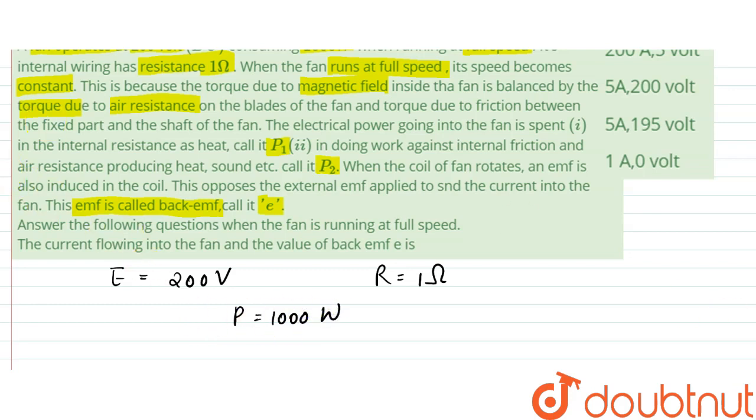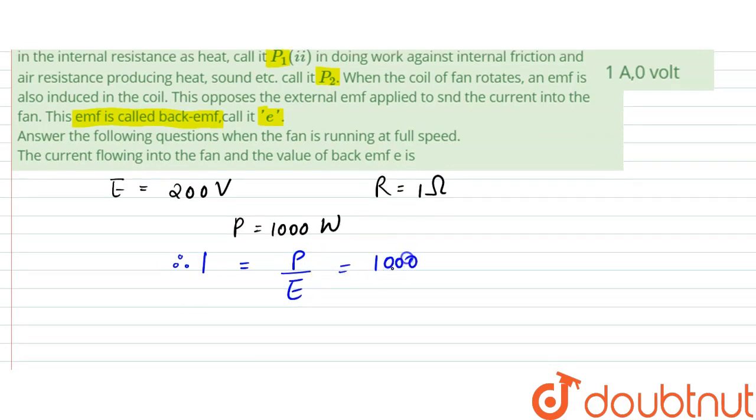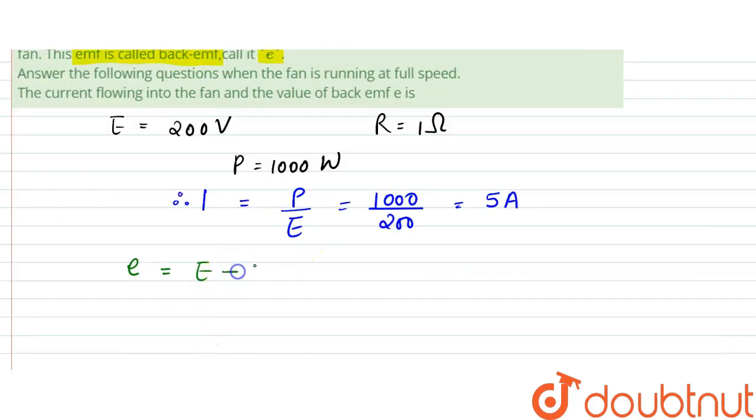So therefore, using this, current would be equal to P by V, since power is given as 1000 and voltage is 200. So this turns out to be equal to 5 ampere. Now the EMF induced E would be V minus IR, since there would be a potential drop across the internal resistance. So that would be equal to 200 minus 5 into 1, which is equal to 195 volts.